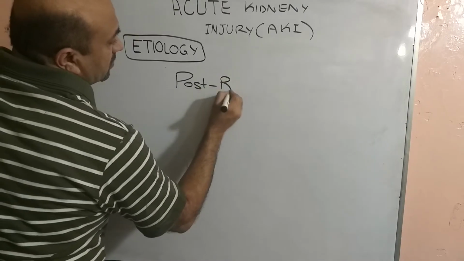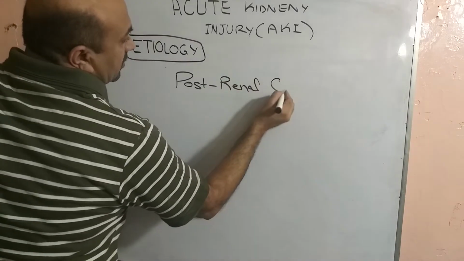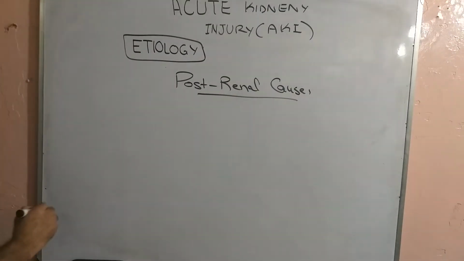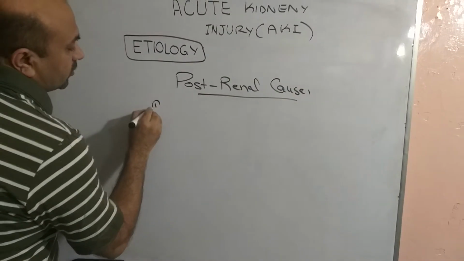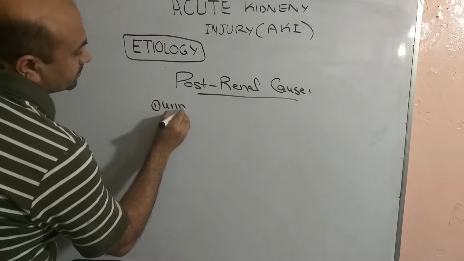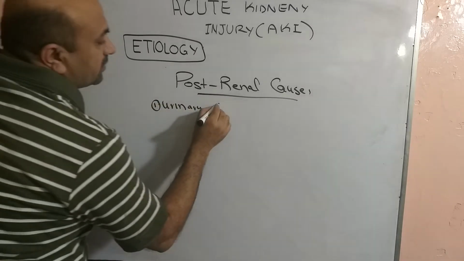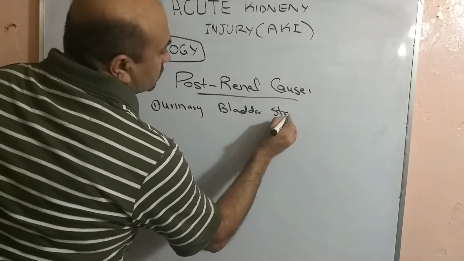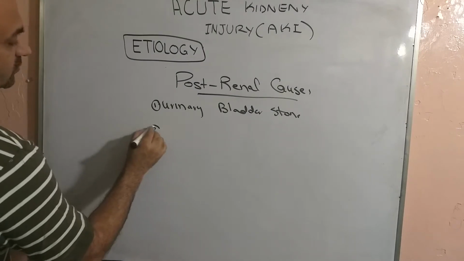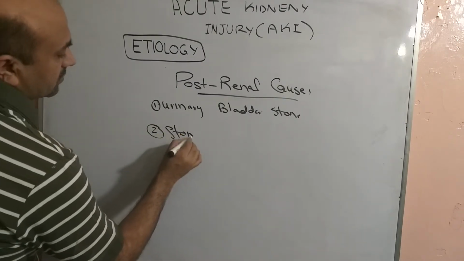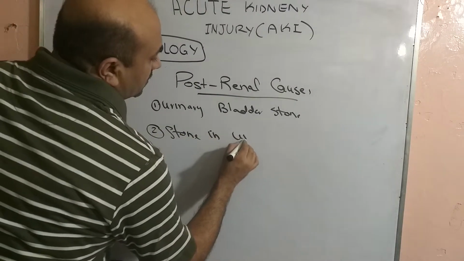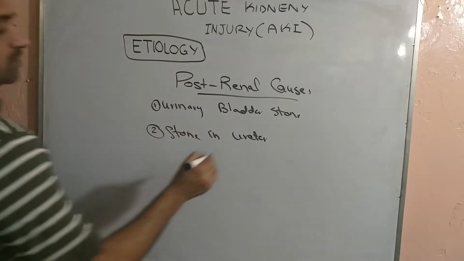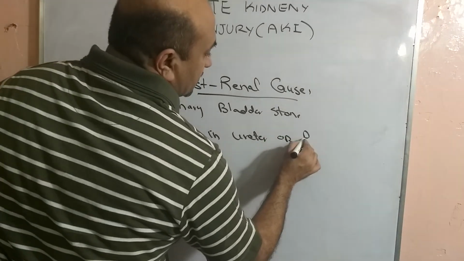Post-renal causes. The post-renal causes are famously urinary bladder stone, stone in the ureter, or pelvis of the kidney, which is obviously an obstructive reason.